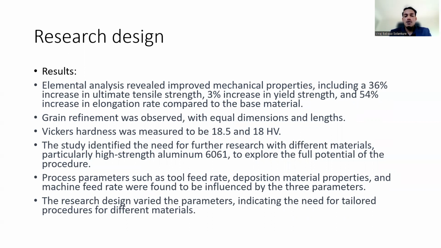Then the study identified the need for further research with different materials, particularly because this study was undertaken with a low strength aluminum, but the authors are keen to use this method for high strength aluminum like aluminum 6061 to explore the full potential of this procedure. Process parameters such as tool feed rate, deposition material properties, and machine feed rate were found to be influenced by these parameters. The research design varied the parameters, indicating the need for tailored procedures for different materials.